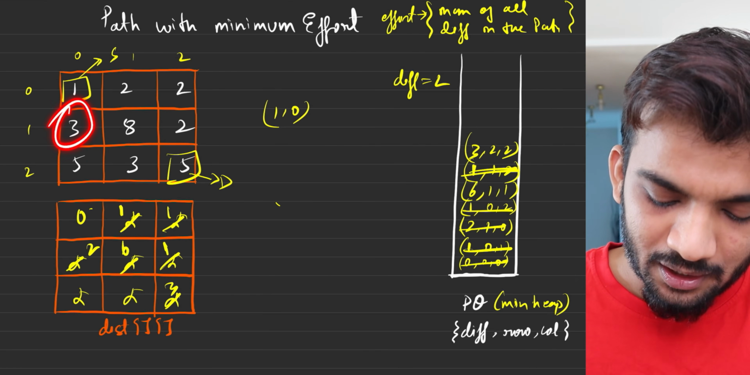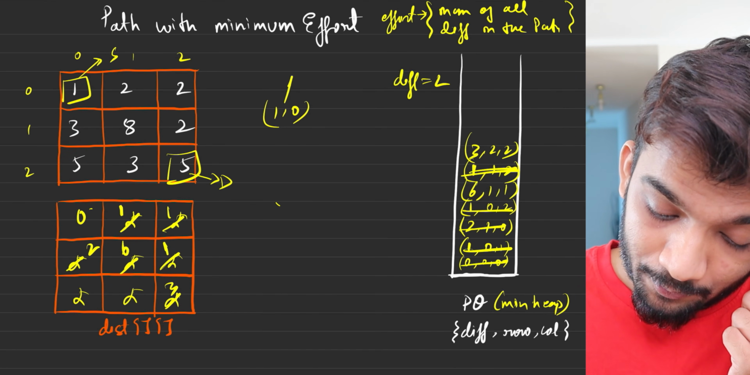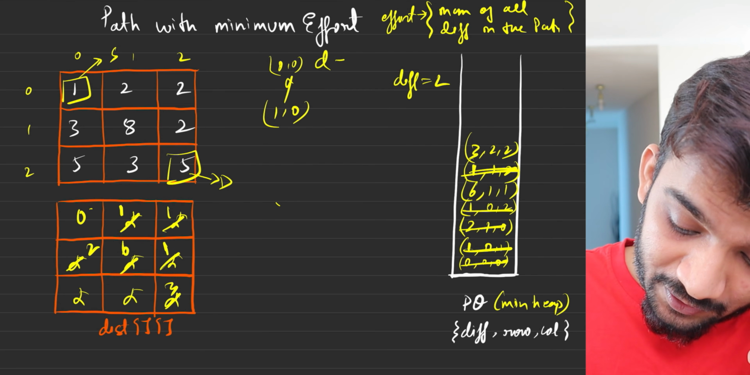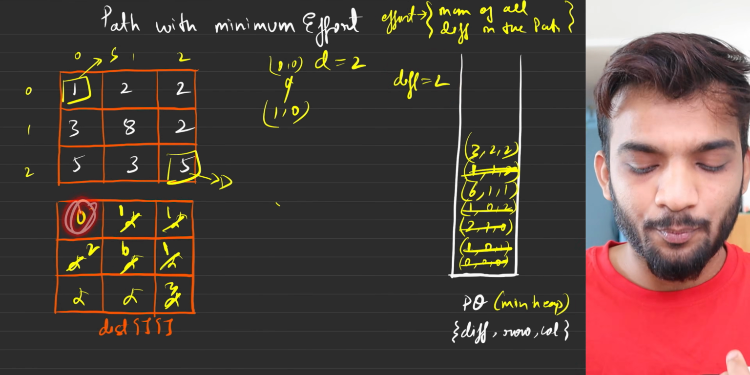Correct? Now, from here, where can I go? Can I go to the top? I can. So if I try to go to the top, which is 0 comma 0, the difference will be 2. And previously it was 2 as well. And we already have a 0. No point in going there.